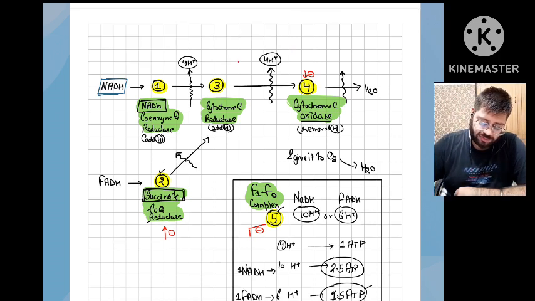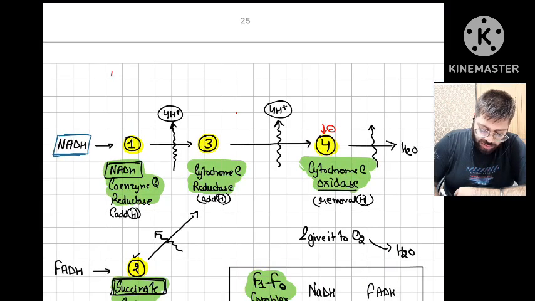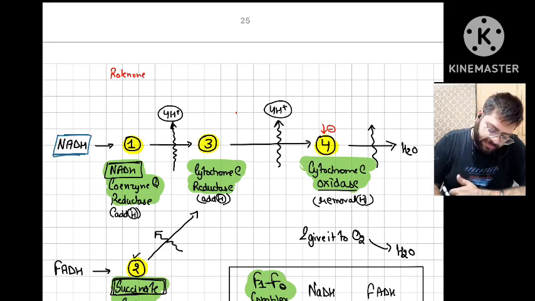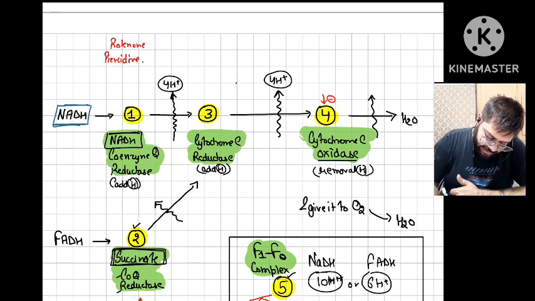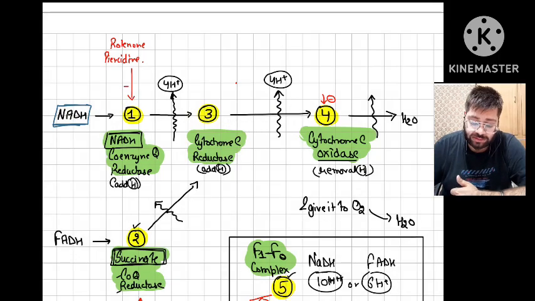Specifically, starting from complex 1, there are a few things like drugs, rotenone and pyridine. These will inhibit complex 1, that is NADH coenzyme Q reductase.